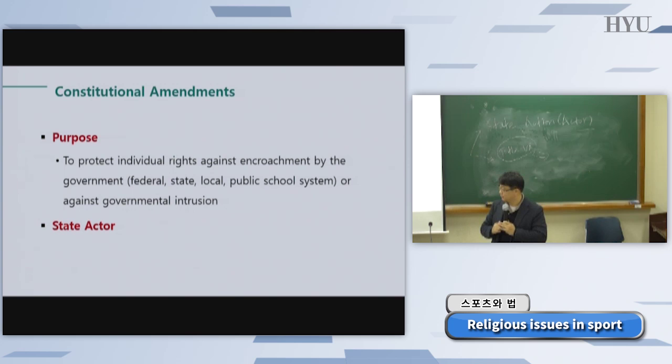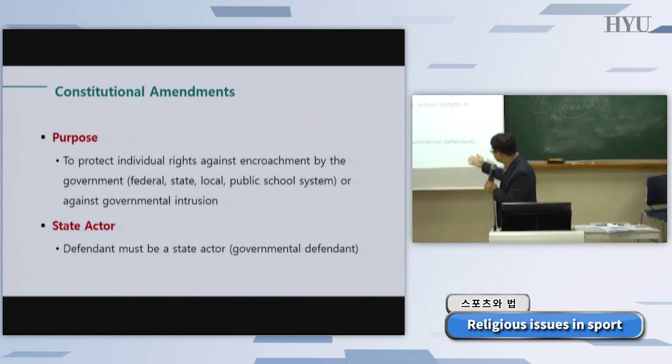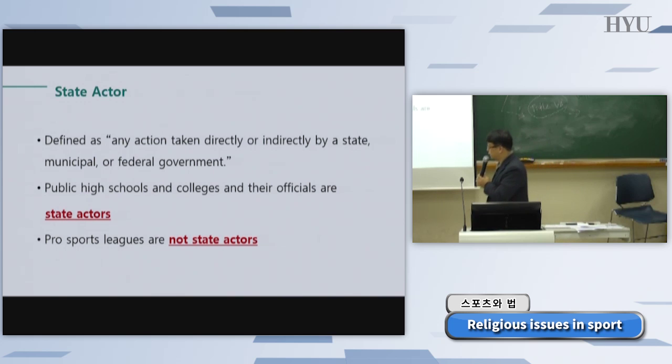Unfortunately, as a Korean, I wasn't very happy, but I had to share the actual article with my students at the time. So, state actor. A state action defendant must be a state actor, a governmental defendant. When I say governmental defendant or governmental organization, it means where the money is coming from. A public university, a state university, University of Washington, Washington State University, is a state action. Okay? Any organization receiving money from the government. So any action taken directly or indirectly by a state, municipal, or federal government, public high schools and colleges and their officials are state actors.